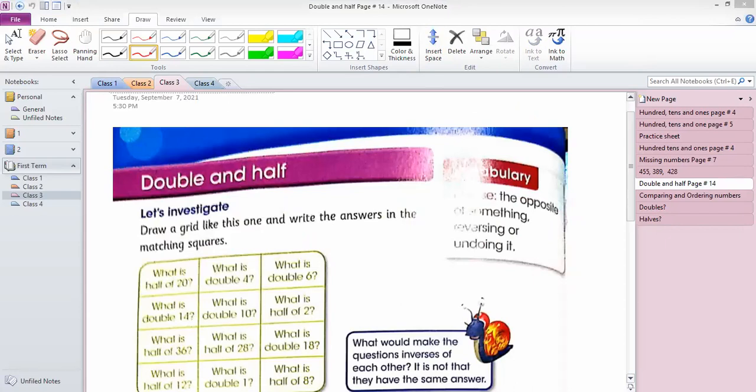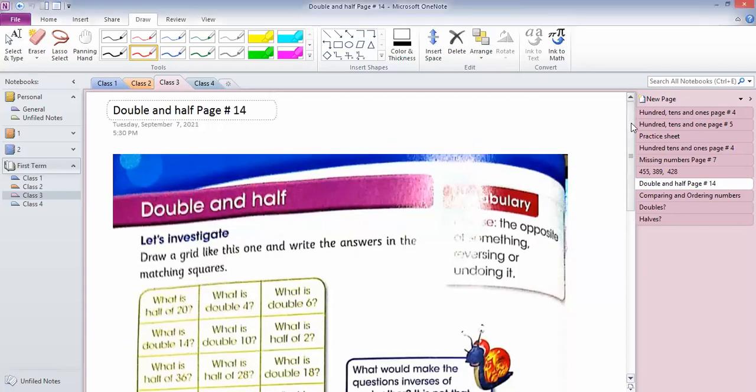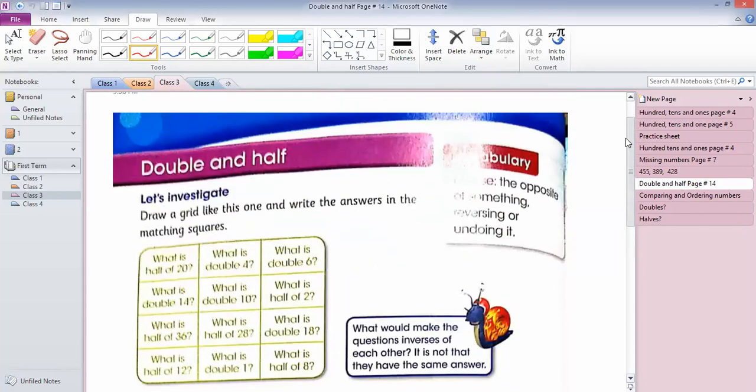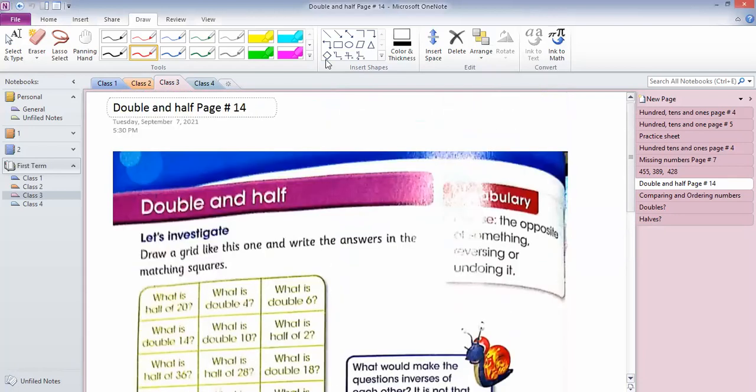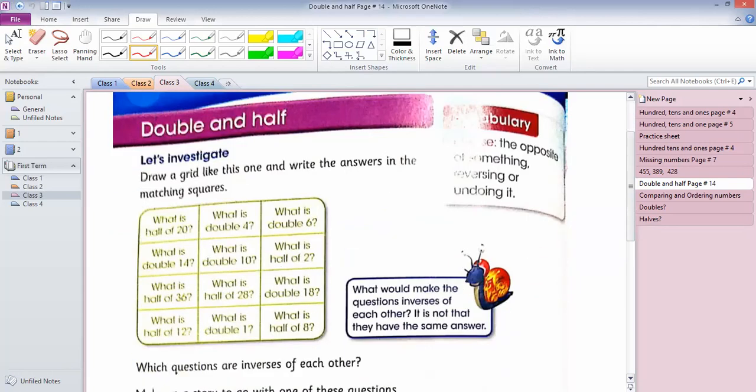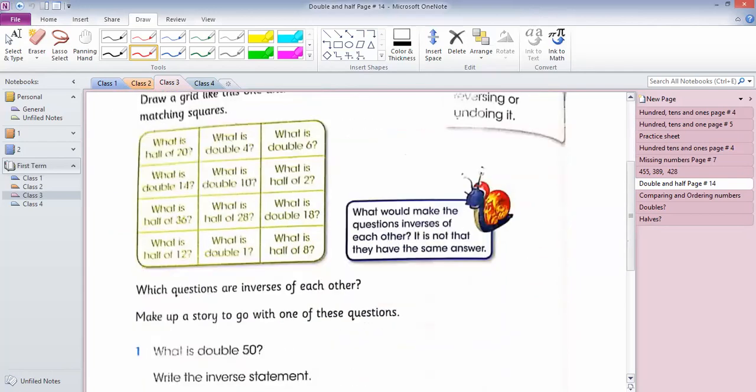Very good. Now please open your books, page number 14. Today we are going to find out the double and half, the question answers which are on page number 14. Okay, so page number 14, guys, open your books. If you don't have a book, you can open the PDF file, or if you don't have the PDF file as well, then you can just look at the screen. On page number 14, guys, there's a question.